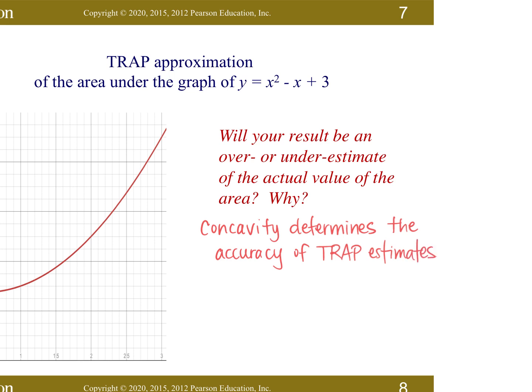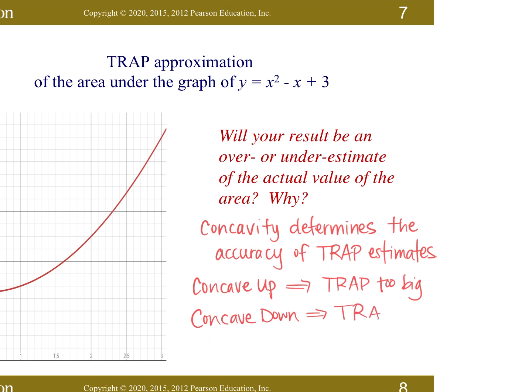Okay, concavity is the key. If we have concave up, the implication is that trap will be too big. If we have concave down, the implication is that all traps will be too small. Trap too big versus trap too small, but it all has to do with concavity. All the RAMs have to do with increasing or decreasing. All the traps have to do with concavity.